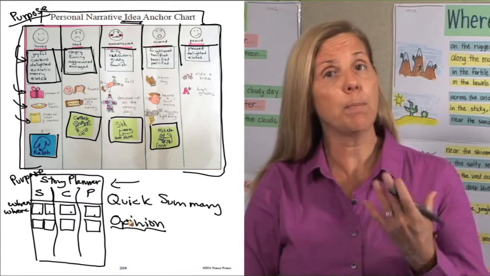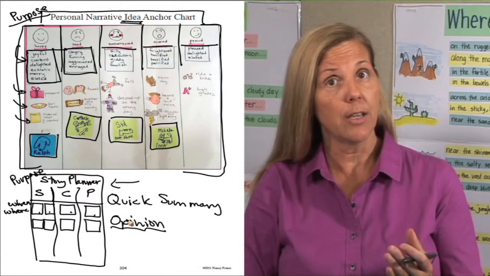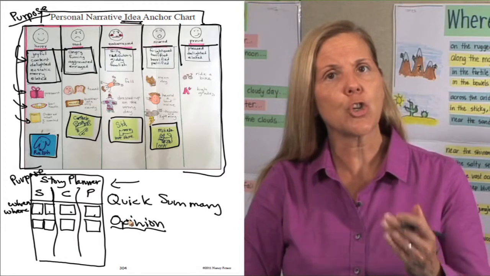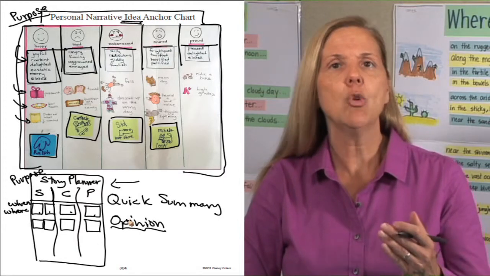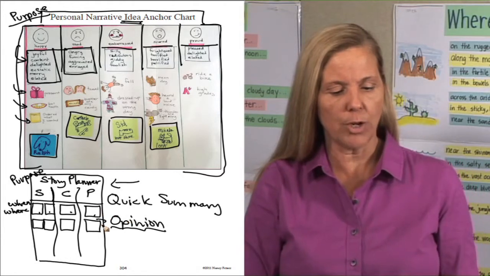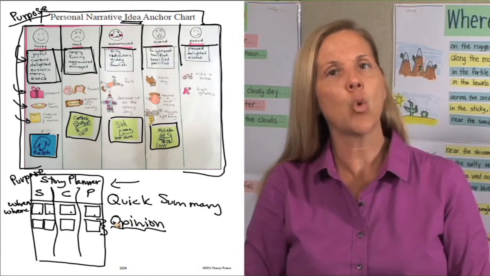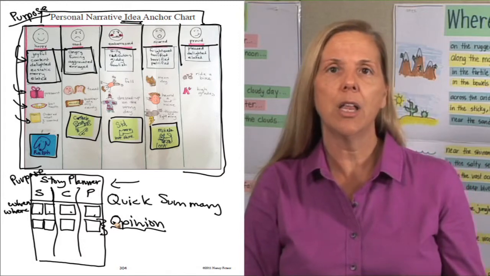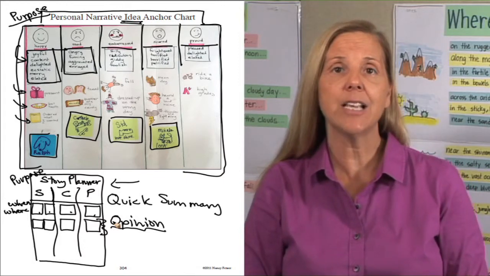Not only will this quick summary help you come up with an idea for a story, but when you're writing an opinion about a narrative, what do you do when you first start your opinion? You have to give a quick summary. This teaches children how to practice giving a quick summary, as well as helping them come up with ideas for a new story.